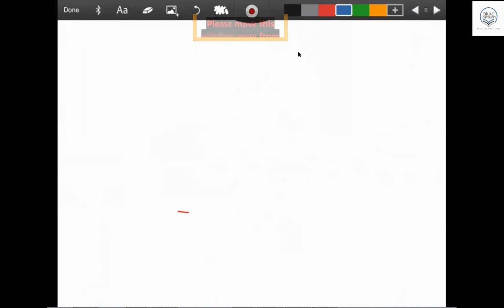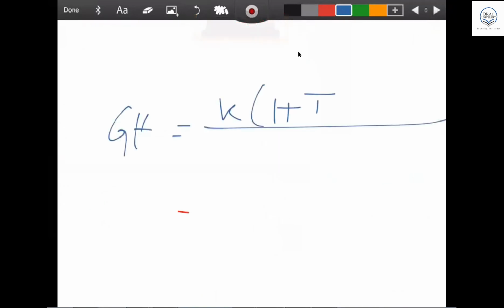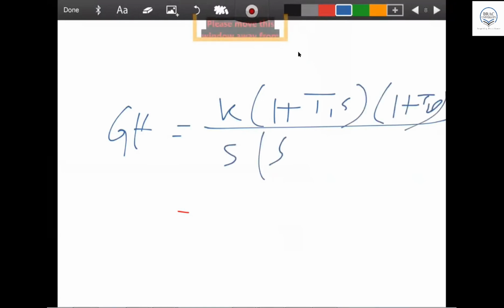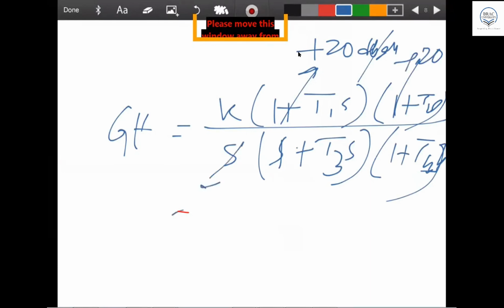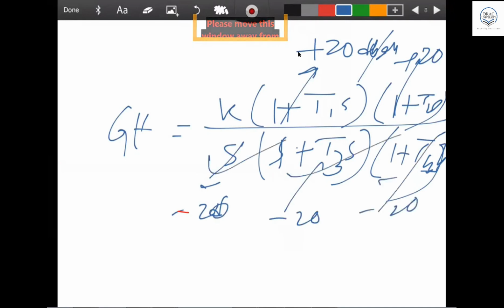Like I'm just going to do here, you can understand it. Okay, 1 plus T1S, as I showed you, 1 plus T2S, and S into S plus 1, and 1 plus T3S. I have drawn it like that, and T4S. But this is giving you plus 20 dB per decade. Like that, this is another 20 dB. And this is giving you minus 20 dB. This is giving you another minus 20 dB. Another minus 20. So each pole gives you minus 20 dB per decade. Each zero gives you plus 20 dB per decade.